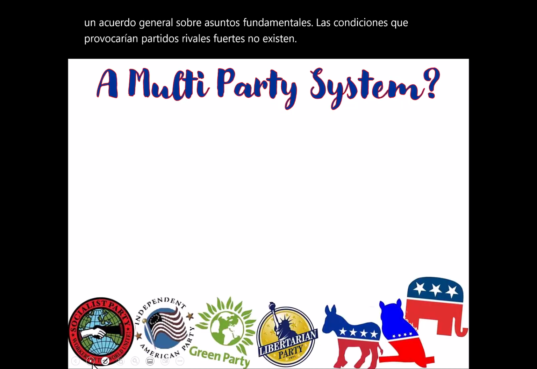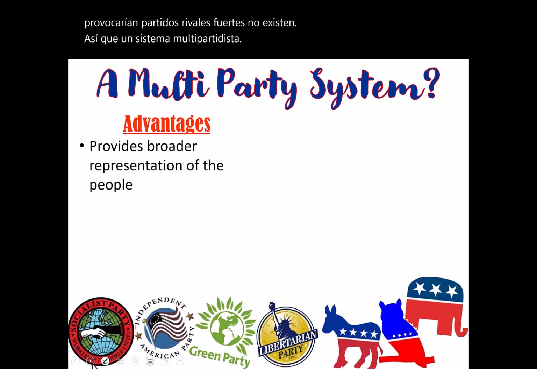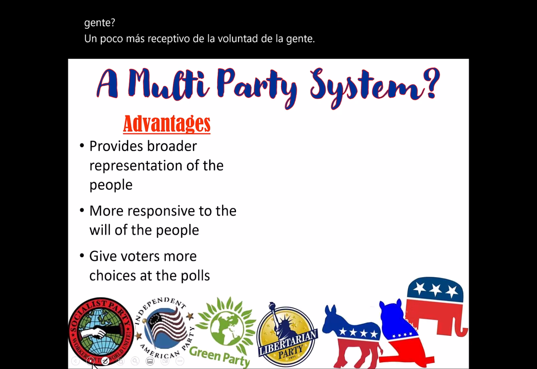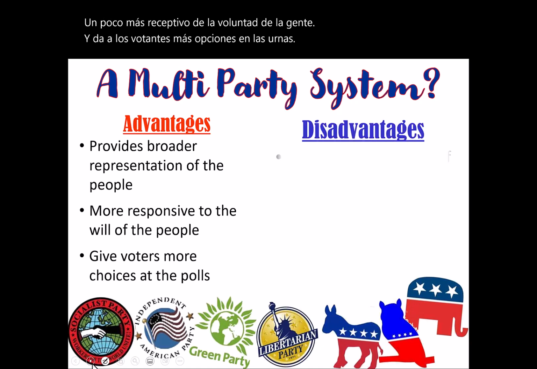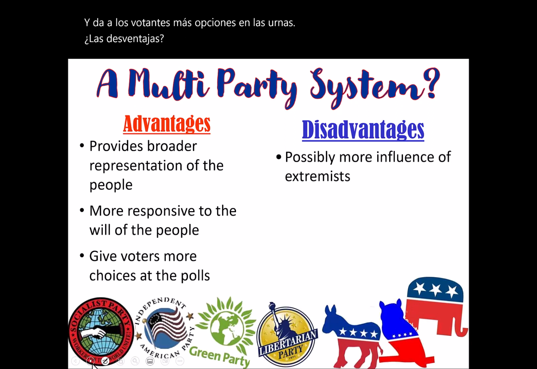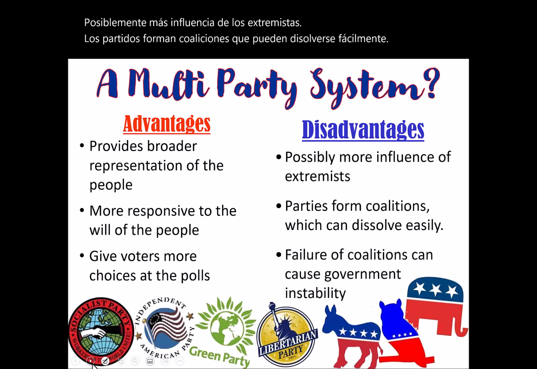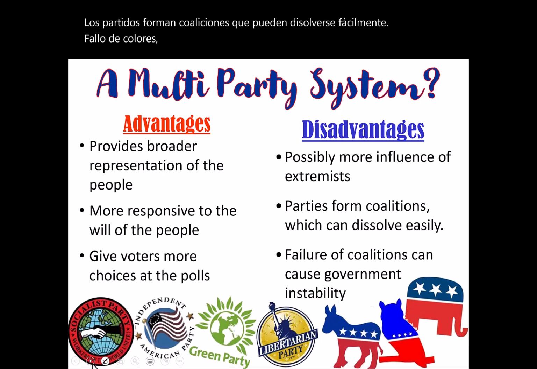So a multi-party system. What are the advantages? Well, it provides broader representation of the people. It's more responsive to the will of the people and gives voters more choices at the polls. The disadvantages? Possibly more influence of extremists. Parties form coalitions which can dissolve easily. Failure of coalitions can cause government instability.